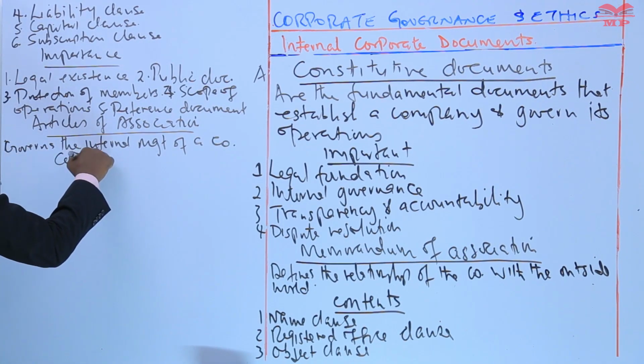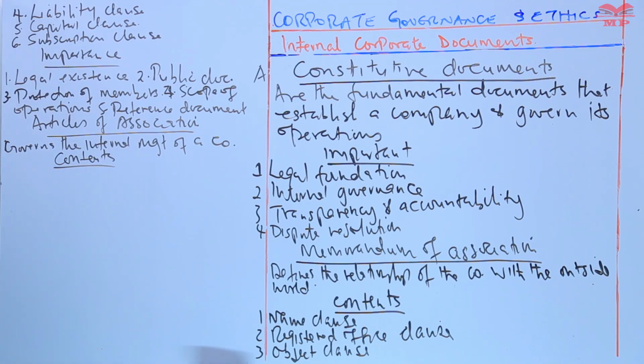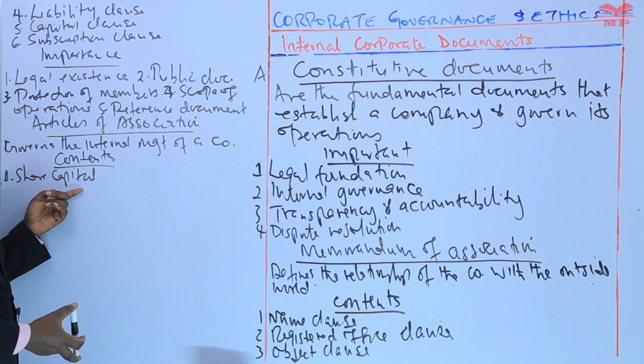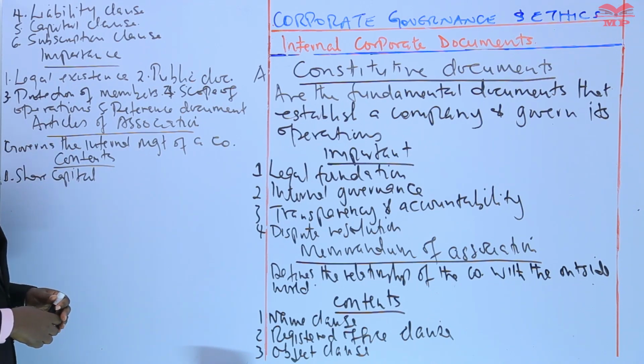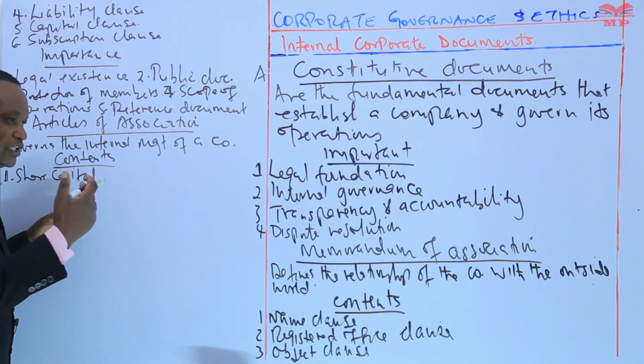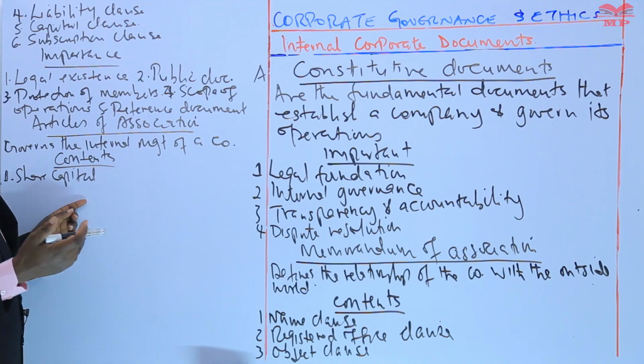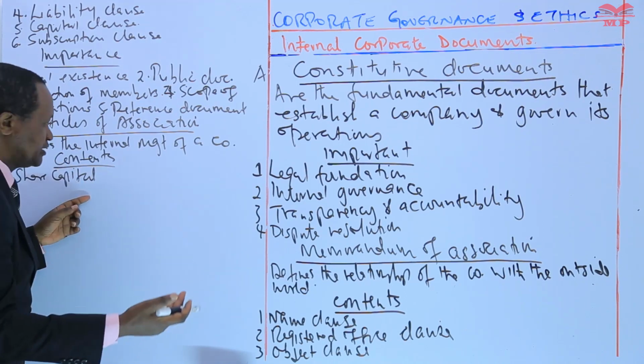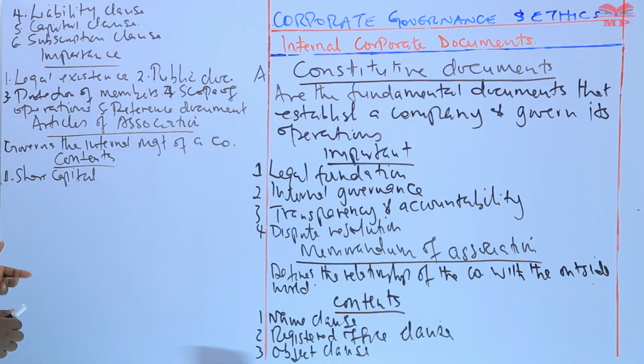Here are the contents of Articles of Association. Number one, share capital. The Articles of Association detail the rights of shareholders, different classes of shares, if any, the issue and transfer of shares, the alteration of share capital, the dividends, and so on. Anything related to share capital is contained in the Articles of Association.